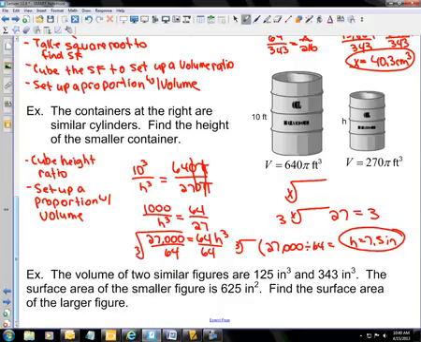It works nice if you can actually take the cube root of those numbers, but if you couldn't take the cube root of those numbers, it does get a little bit messier.